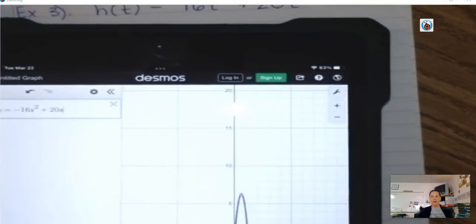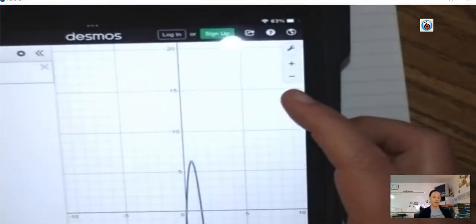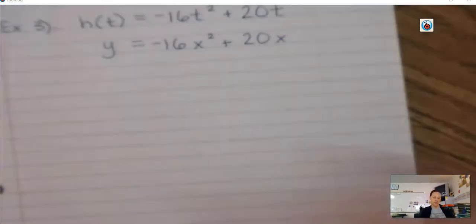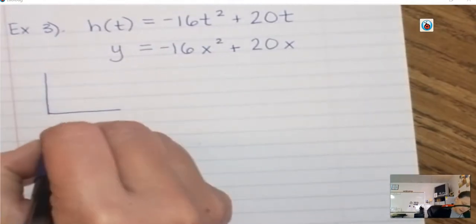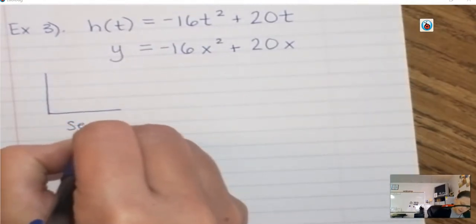I'm going to hit the little house button. I'm going to zoom in. Okay, so when you see this graph, I'm going to just draw a little sketch of what it kind of looks like. So this is time in seconds. This is the height in feet.